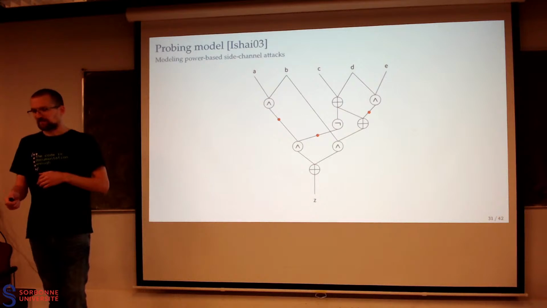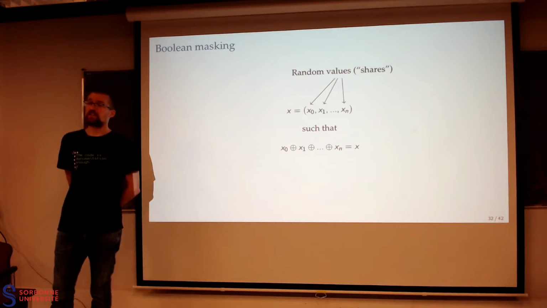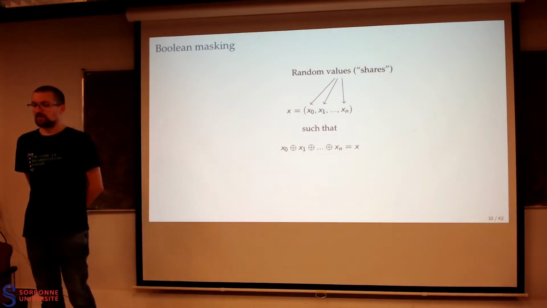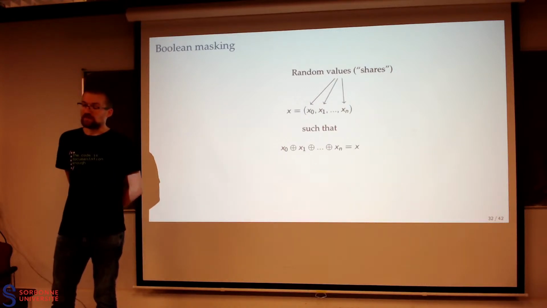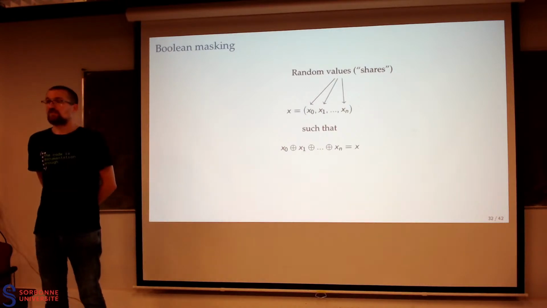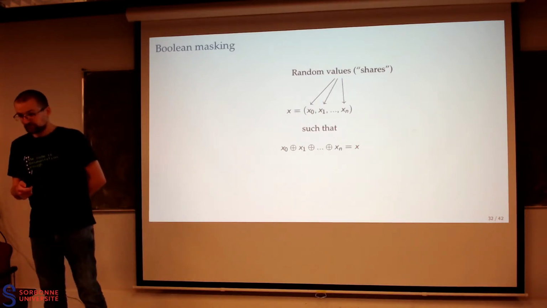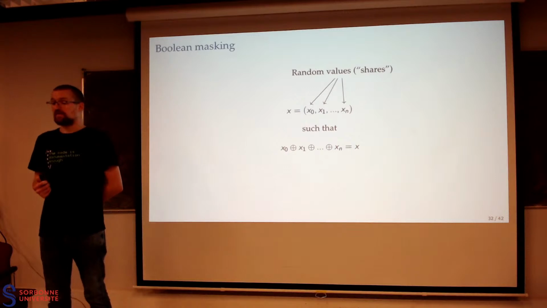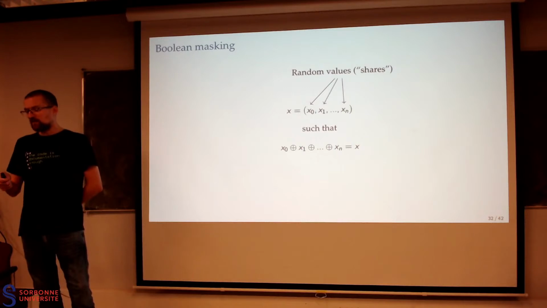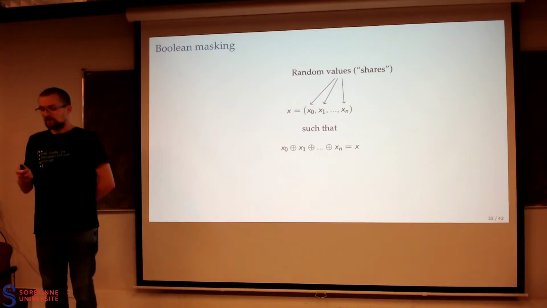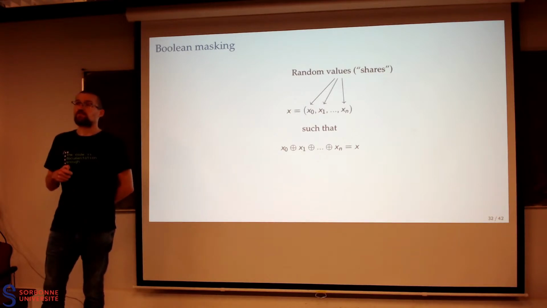And to protect against those attacks, we are going to use a technique called Boolean masking, where each secret bit is represented as n random bits called shares, such that the XOR of those n random bits is equal to the secret bit. If n is greater than 1, then this is called higher-order Boolean masking. And now, if an attacker can place t probes on your circuit, and if t is less than n, then it will not gain any knowledge about your secret data.